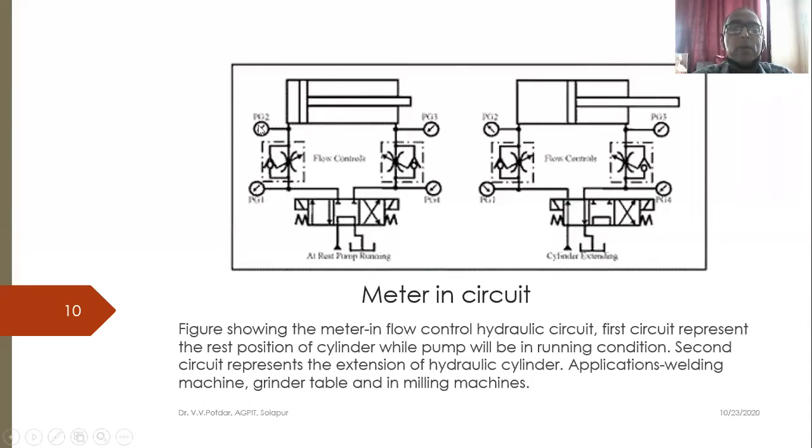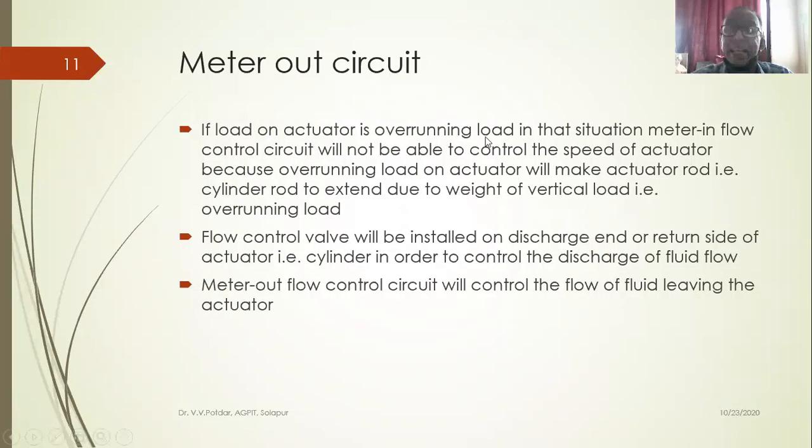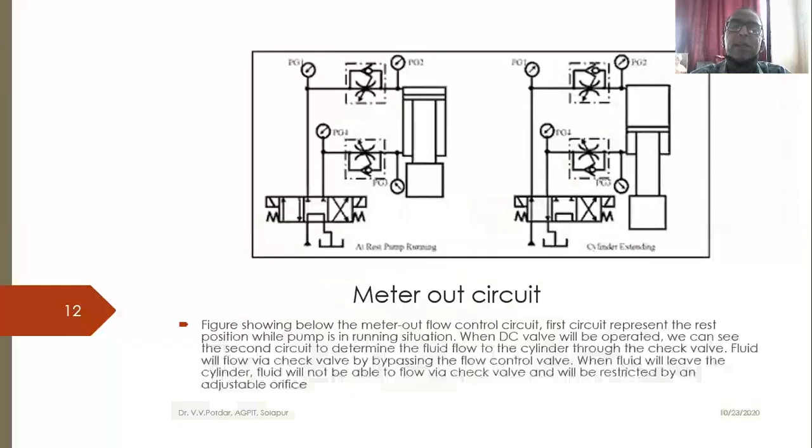Okay, so meter out, if the load on an actuator is overrunning, that's what I was telling, because of inertia. In that situation, the meter in flow control circuit will not be able to control the speed of the actuator, because the overrunning load on the actuator will make the actuator rod, that is the cylinder rod, extend due to the weight of the vertical load. That is an overrunning load. The flow control will be installed on the discharge end or return side of the cylinder, in order to control the discharge of fluid flow. Meter out flow control circuit will control the flow of fluid leaving the actuator, and meter in flow control circuit will control the flow of fluid entering the actuator. This is the meter out circuitry.